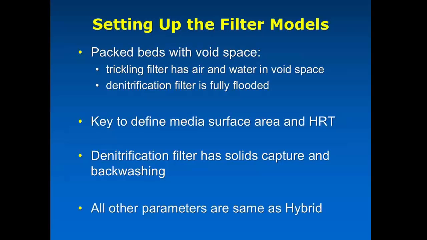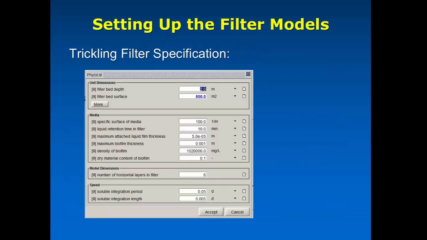And then basically all the other parameters in terms of the biofilm are the same as what I previously showed you for the hybrid. So the key things looking at the trickling filter is to, first of all, specify the filter surface area and the depth. That is, of course, the entire system that you have, the top surface area. And then you specify the specific surface area of that media.